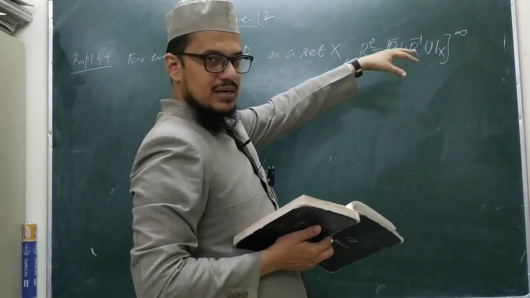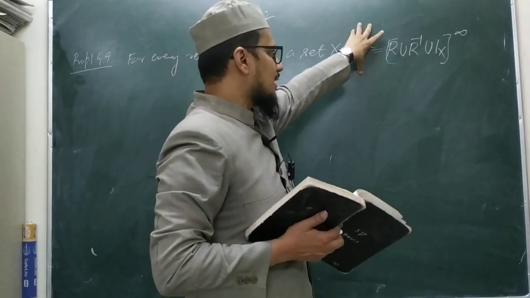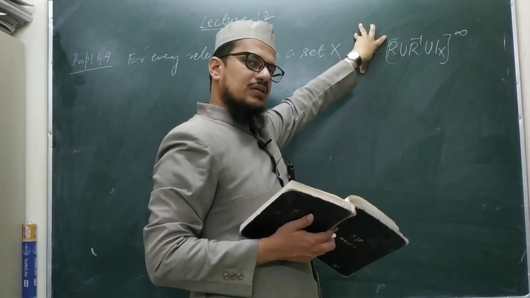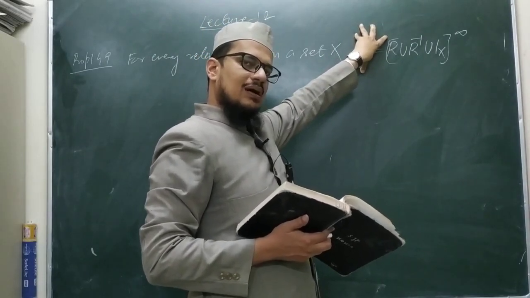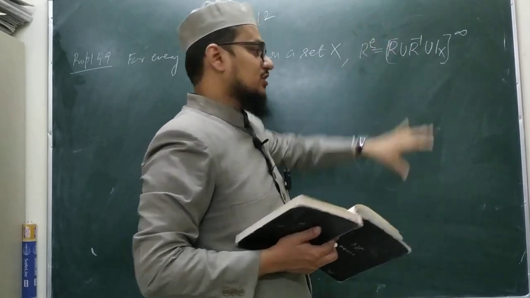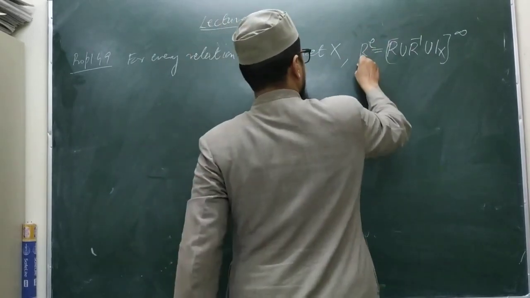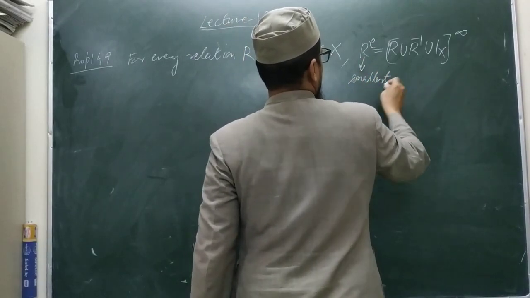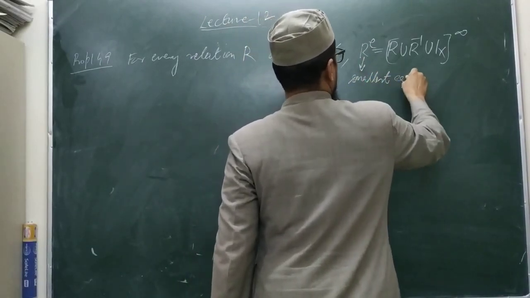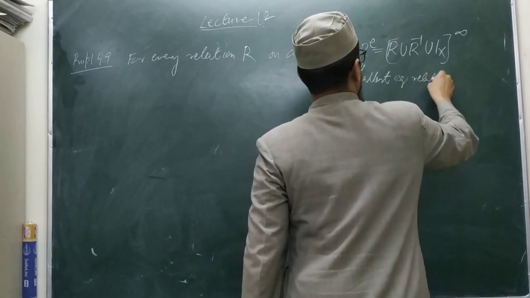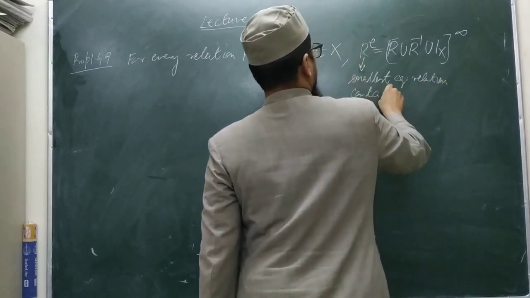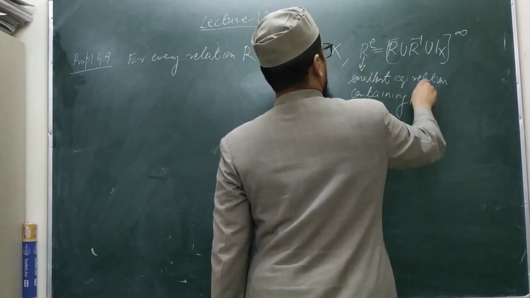So try to understand the problem. What is R^E? R^E is the smallest equivalence relation containing R. This is what R^E is: the smallest equivalence relation containing R.